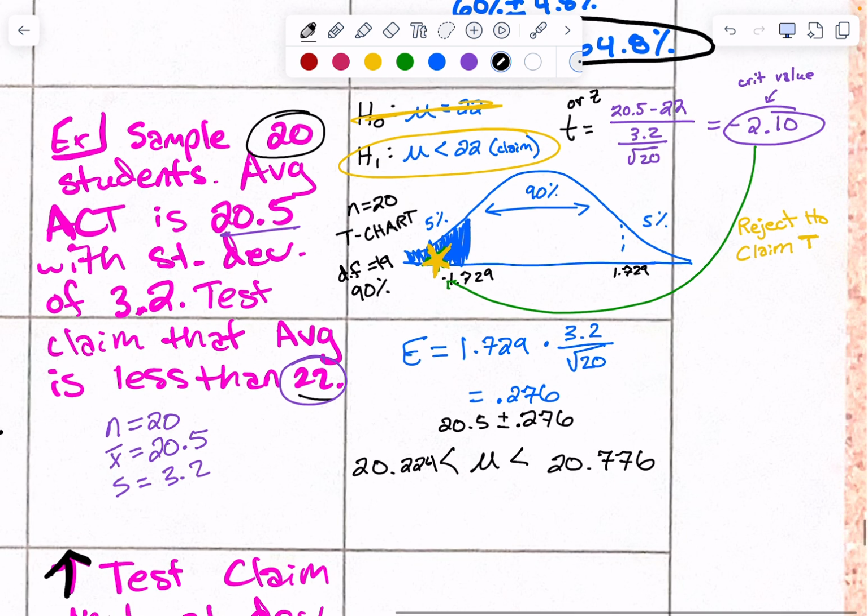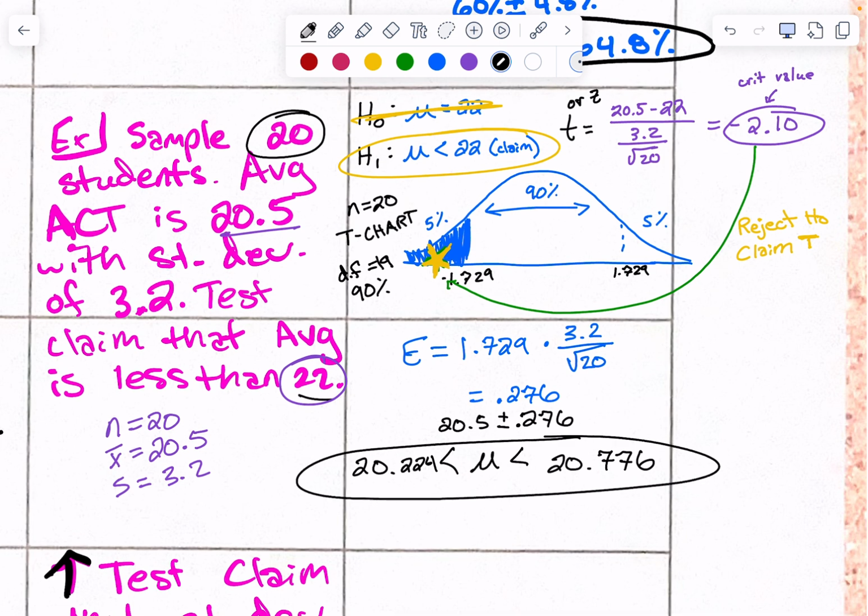Okay, now, this is the range that I've got, right? Does that mean we are equal to 22 or we are less than 22? This range is entirely less than 22. So, same results. I get that again. Reject H not, claim true, right? Just in a different way.